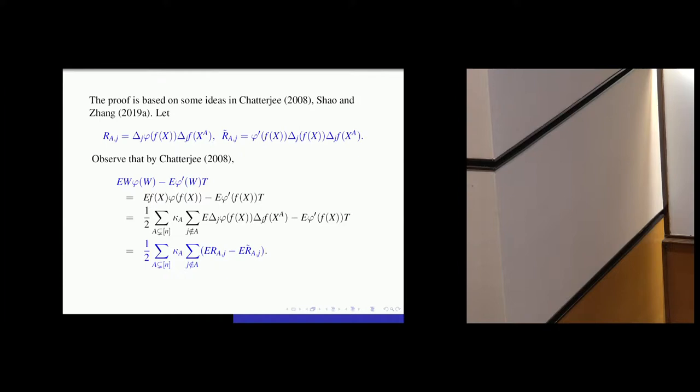Yes, sure. Yes, Kolmogorov distance. Yes, yes.